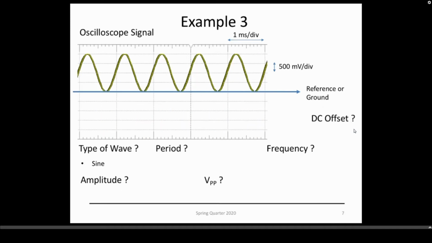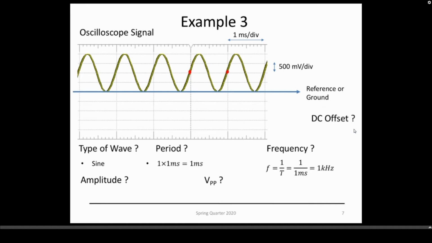Example number 3. Type of wave, it's a sine wave. Period, I can go from here to here. So I get 1 division. So I get the 1 millisecond. Frequency is the inverse, nothing new.